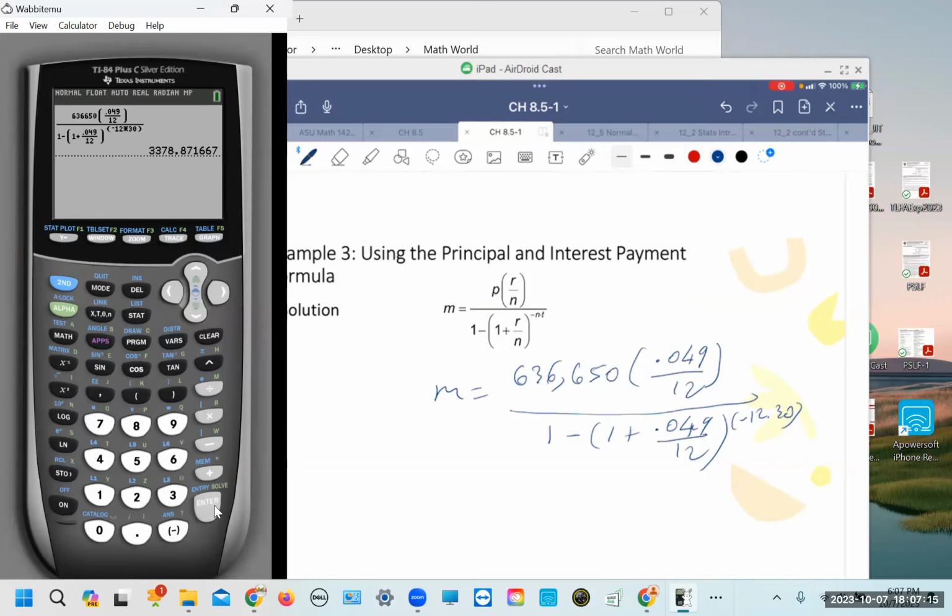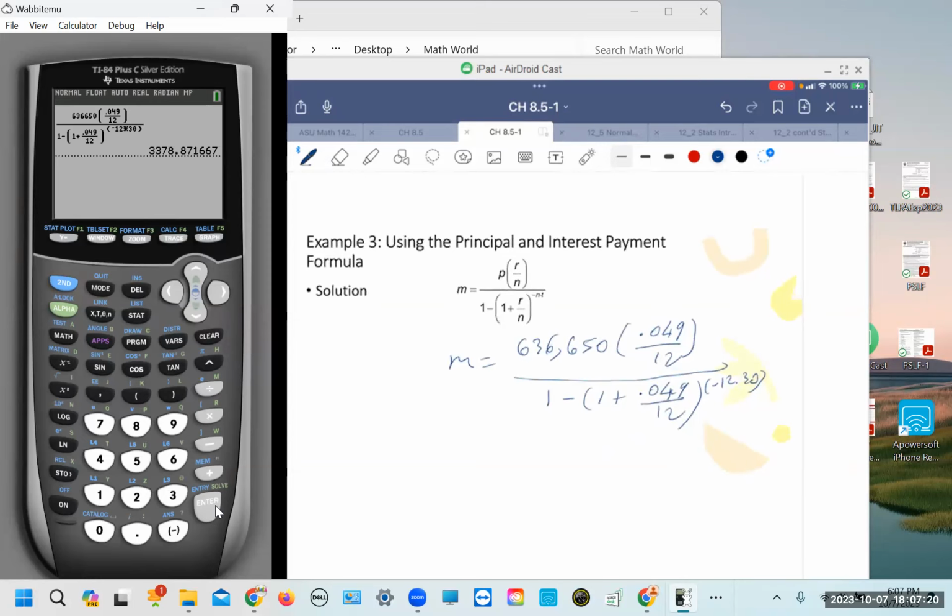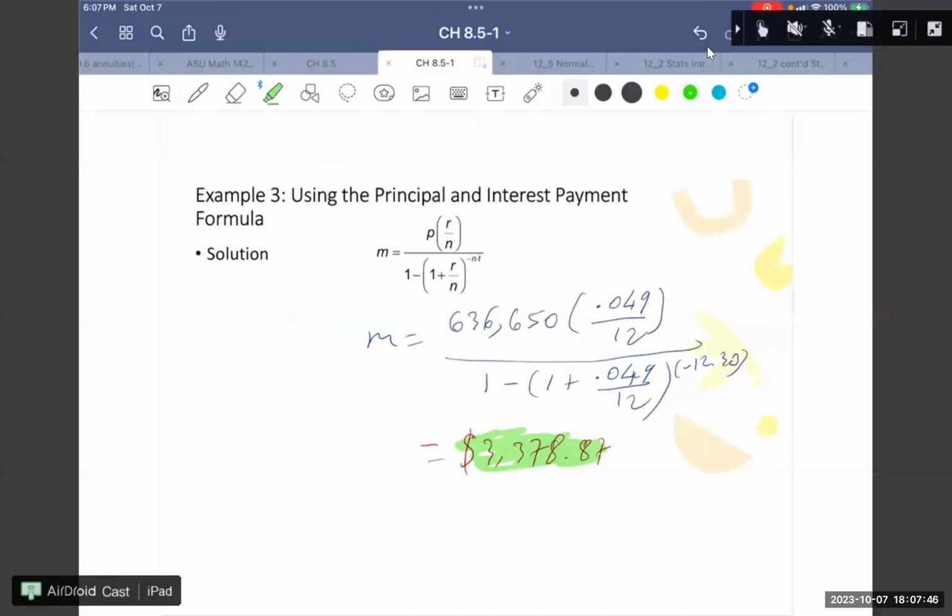Okay, so this one equals $3,378.87. So this one is my monthly payment. Okay, this one's my monthly payment. So that is my monthly payment for that.